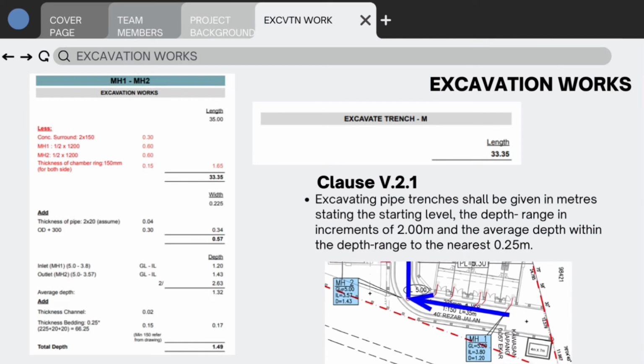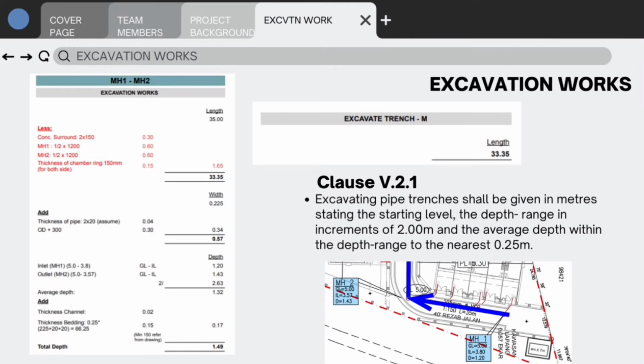Excavation works. The first step is to identify the length. The length given from the drawing for MH1 to MH2 is 35 meter. The given length is from center to center, so the measuring method for excavation length of pipe is the given length, deduct half of manhole 1 and half of manhole 2, deduct 2 times concrete surround and 2 times chambering. As you can see, our manhole diameter is 1200 mm. Concrete surround is 150, and chambering is 150 for both sides. The total length of excavation is 33.35.